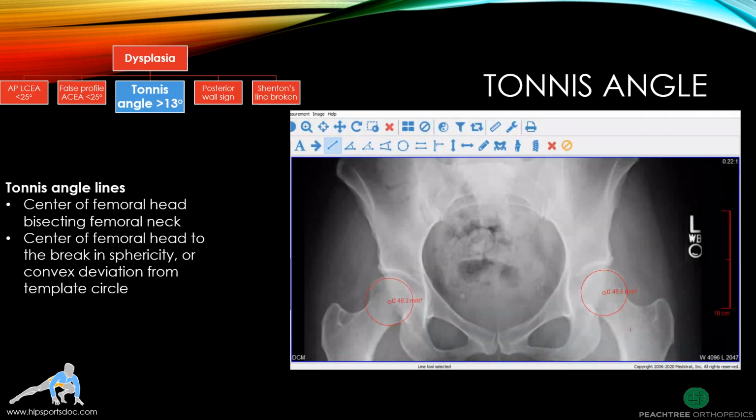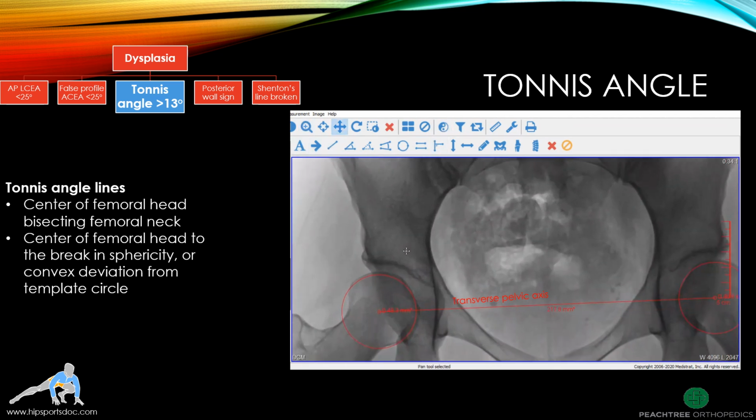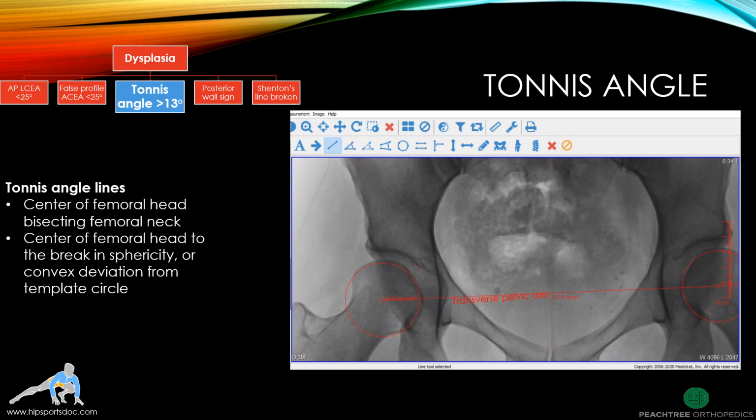This is the tonnis angle measurement, also known as the acetabular index measurement. It is formed by the angle between the transverse pelvic axis and a line connecting the medial and lateral edges of the acetabular sourcil. Here, the measurement is 19 degrees, suggesting acetabular undercoverage or dysplasia.